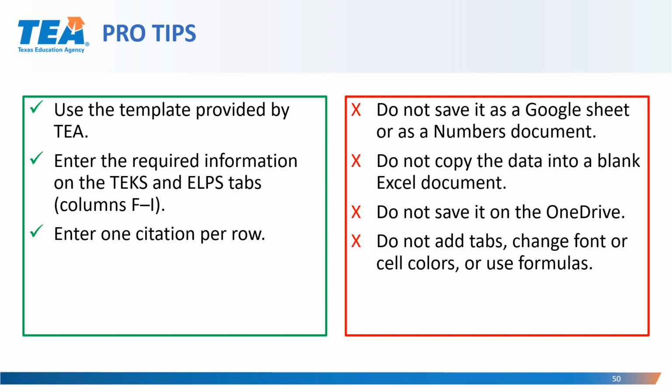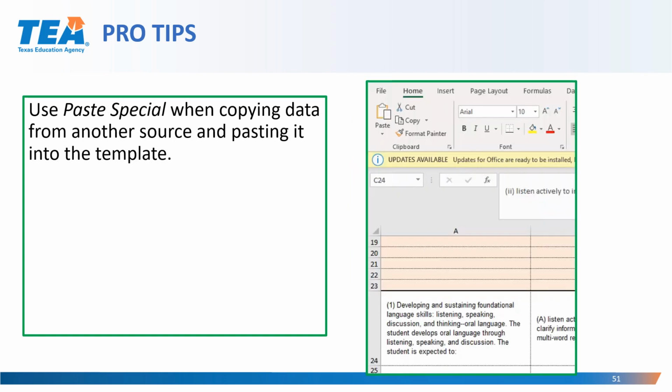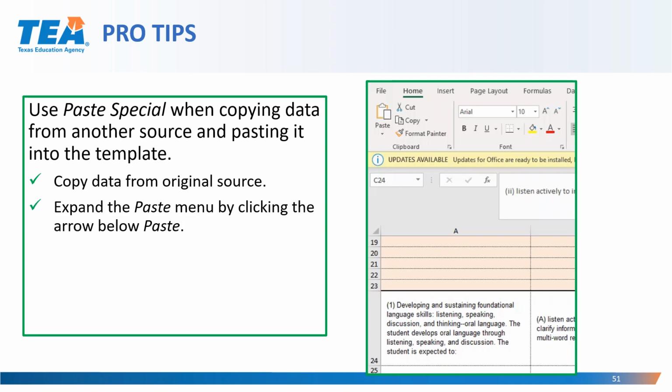Don't add tabs, change the font type or size, or use formulas to populate information. And don't try to squeeze multiple citations into a single row. You are allowed to paste information from another document into the template, but you must use the Paste Special function to do so. To do that, you'll copy the data from the original source, expand the Paste menu by clicking on the arrow below Paste, and select Paste Values.